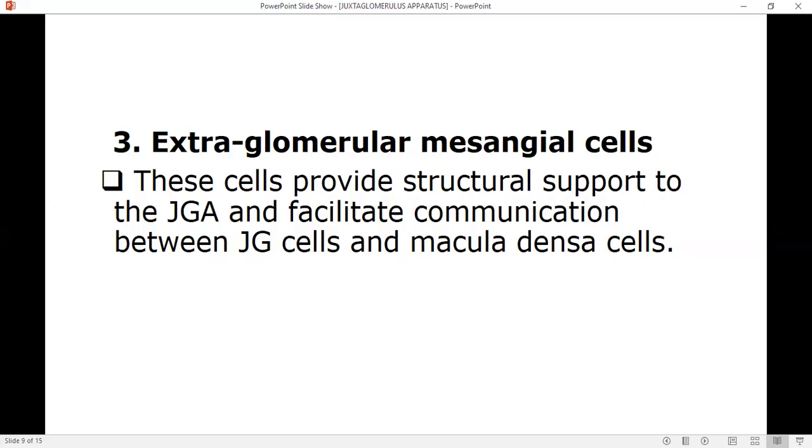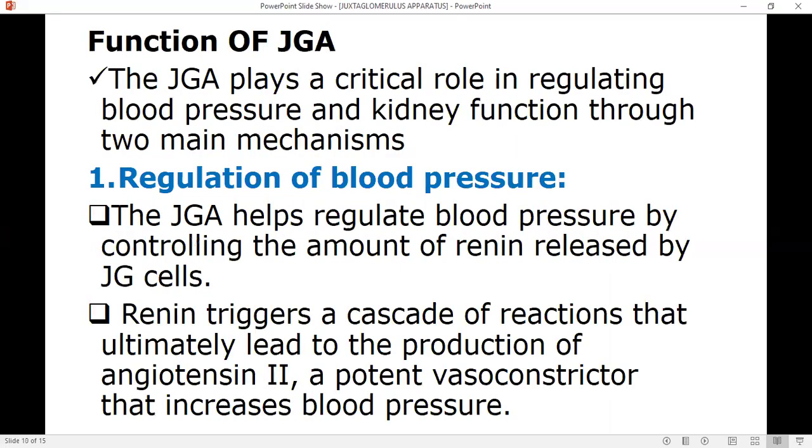Is everyone clear there? Okay. So, what is the function of these juxtaglomerular cells? As I mentioned, the function of the juxtaglomerular cells, they play a critical role in blood pressure regulation and kidney function through two main mechanisms. What are these two main mechanisms?